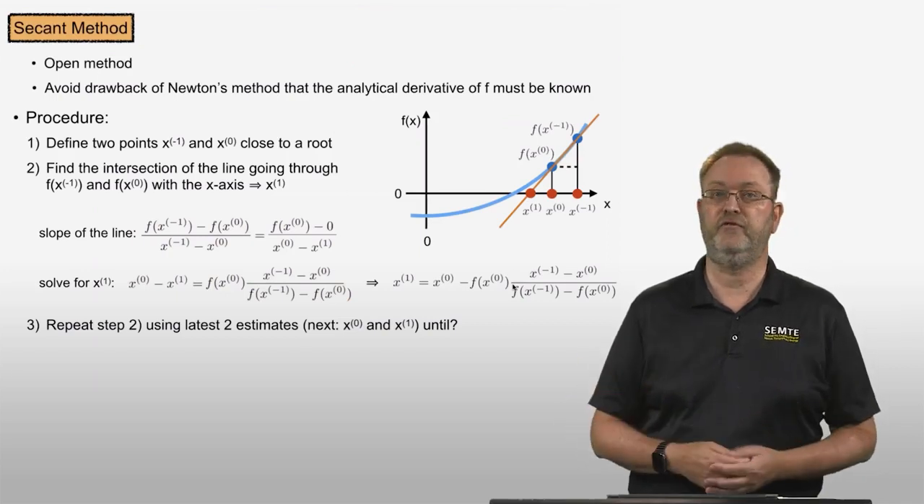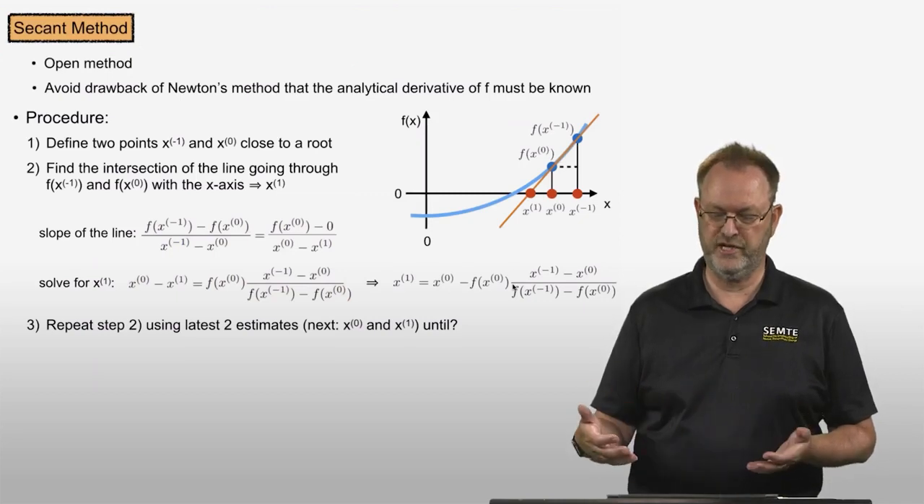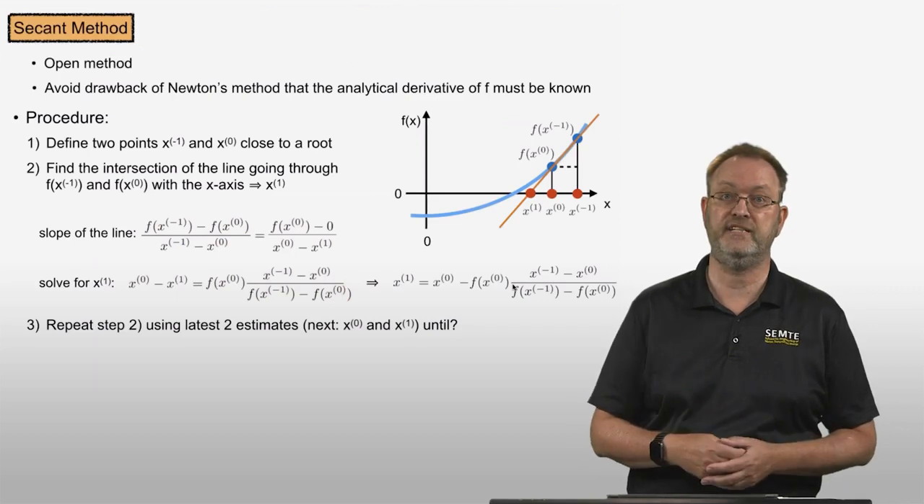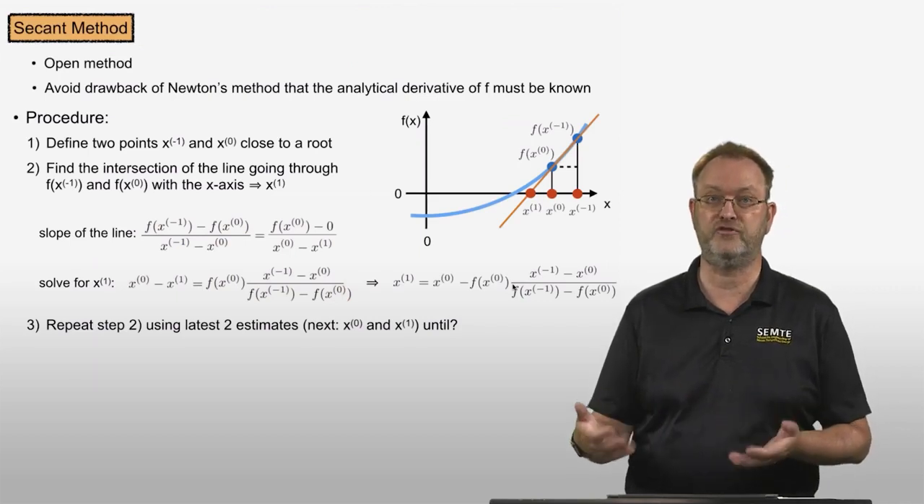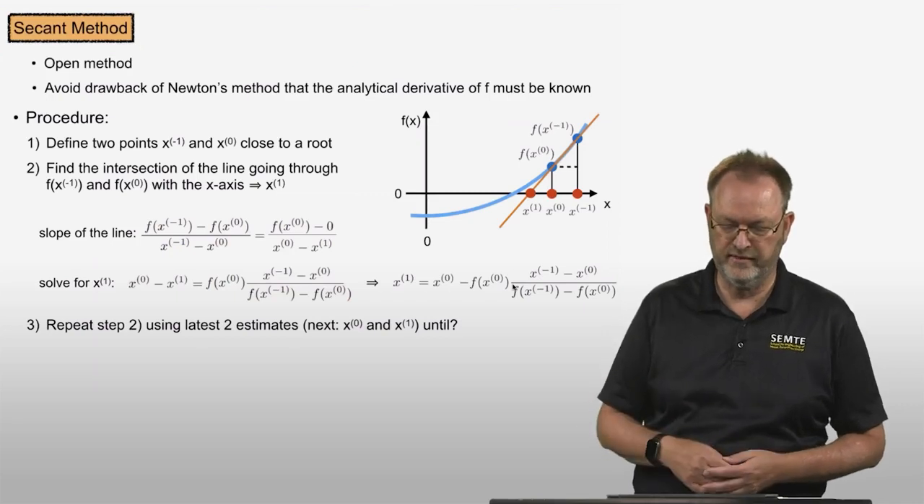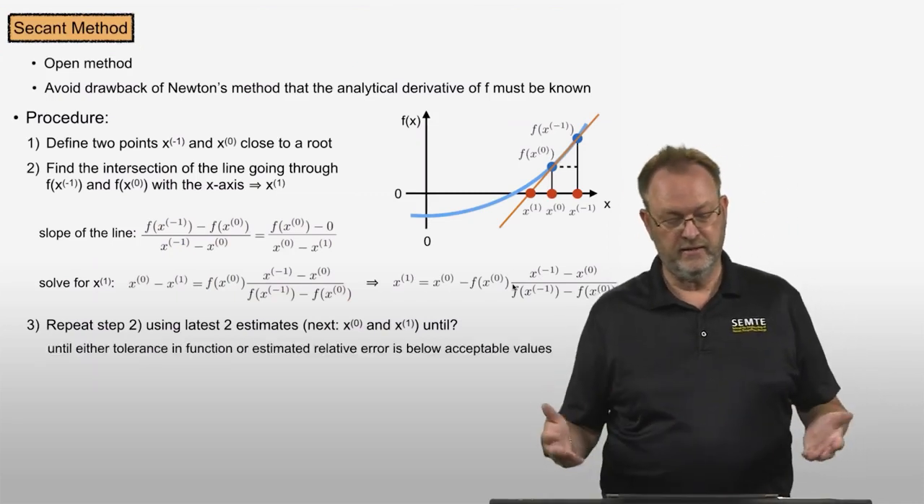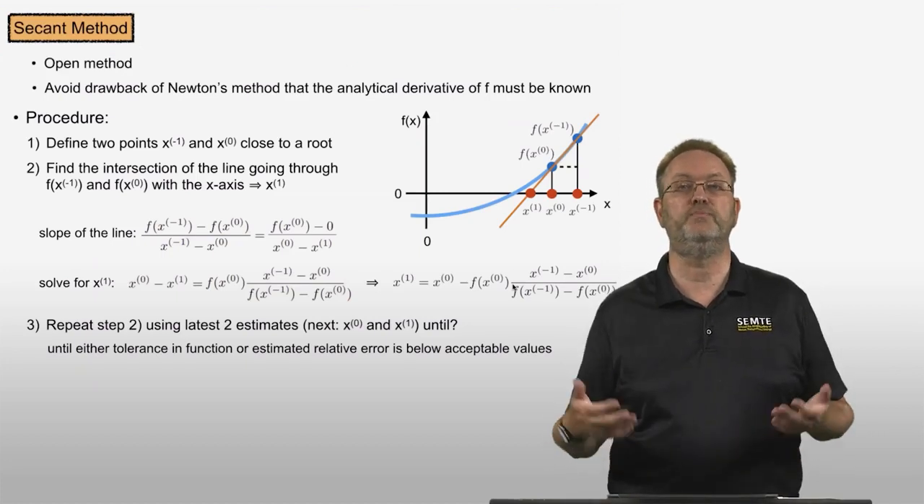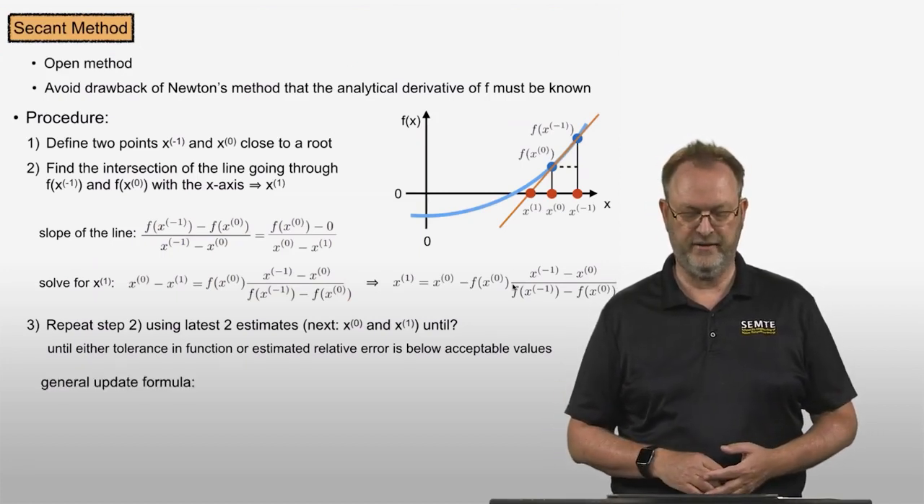Okay, that will then be the formula to find my new solution estimate that I'm then going to use with the next update formula. So my new solution estimate is x1, and I still need the prior solution estimate, which is my x naught, to calculate an x2. And I'm going to keep on doing this until either the tolerance in function or the estimated relative error is below an acceptable value.